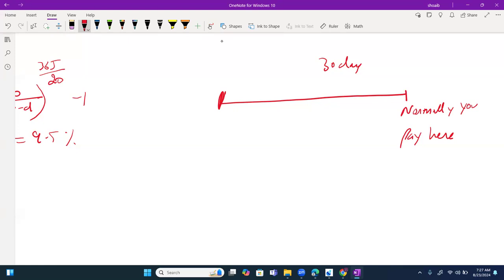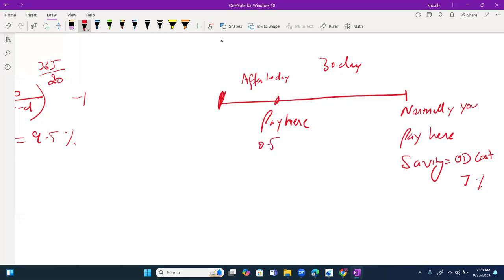You do not have to borrow for 1 month. So how much you will save? You are saving OD cost, which is 7% here. But examiner is saying pay now after 10 days. Pay here. Okay, if you are paying early, you will say, give me some discount. Examiner is saying, I will give you 0.5% discount.